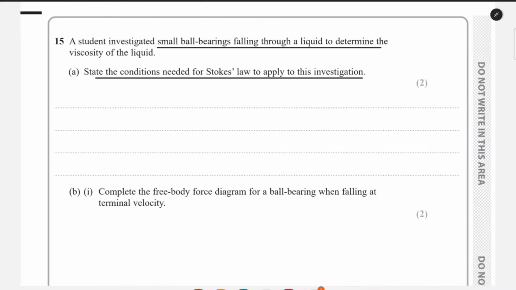For Stokes' law, the conditions are that we have laminar flow and the object is falling slowly. Another one of them is the object being spherical. Since we are given that there are small ball bearings, they are spherical, so we cannot state that here. So our answer will be: the ball bearings are falling at a low speed in laminar flow.